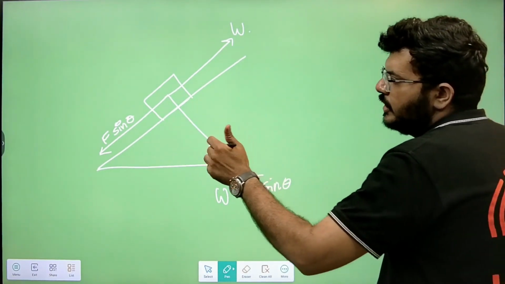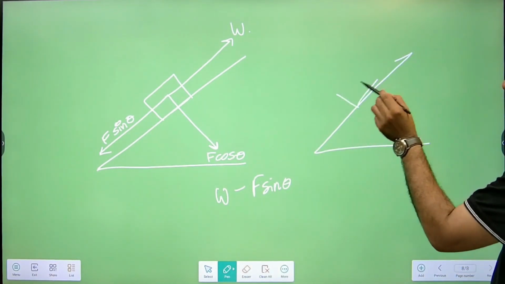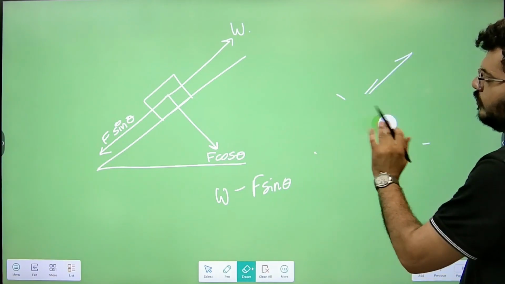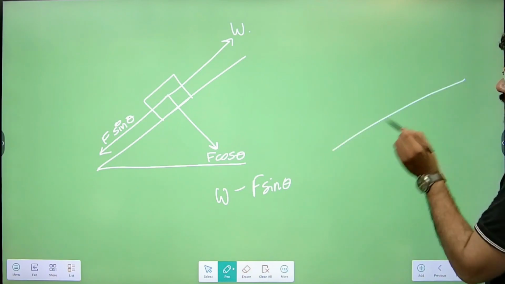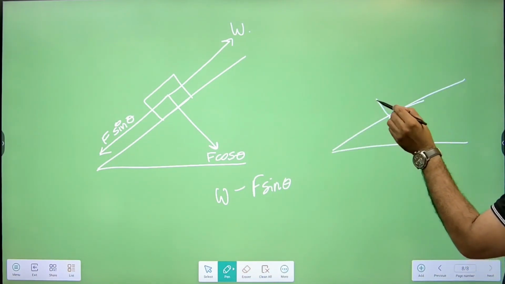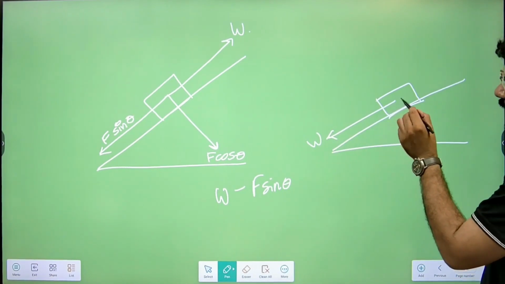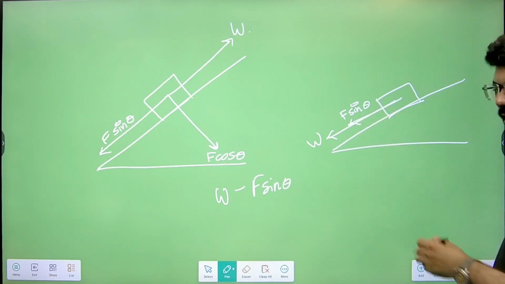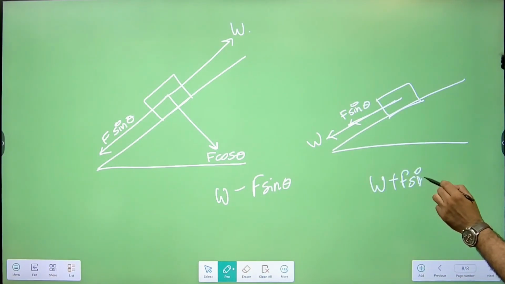But if it is going down, let's say in another scenario, this body, I keep making the slope a bit too steep every time. Let's say instead of going up, it is going down with w force, and there is already a force F sin theta. So this will be w plus F sin theta, considering there is no friction.